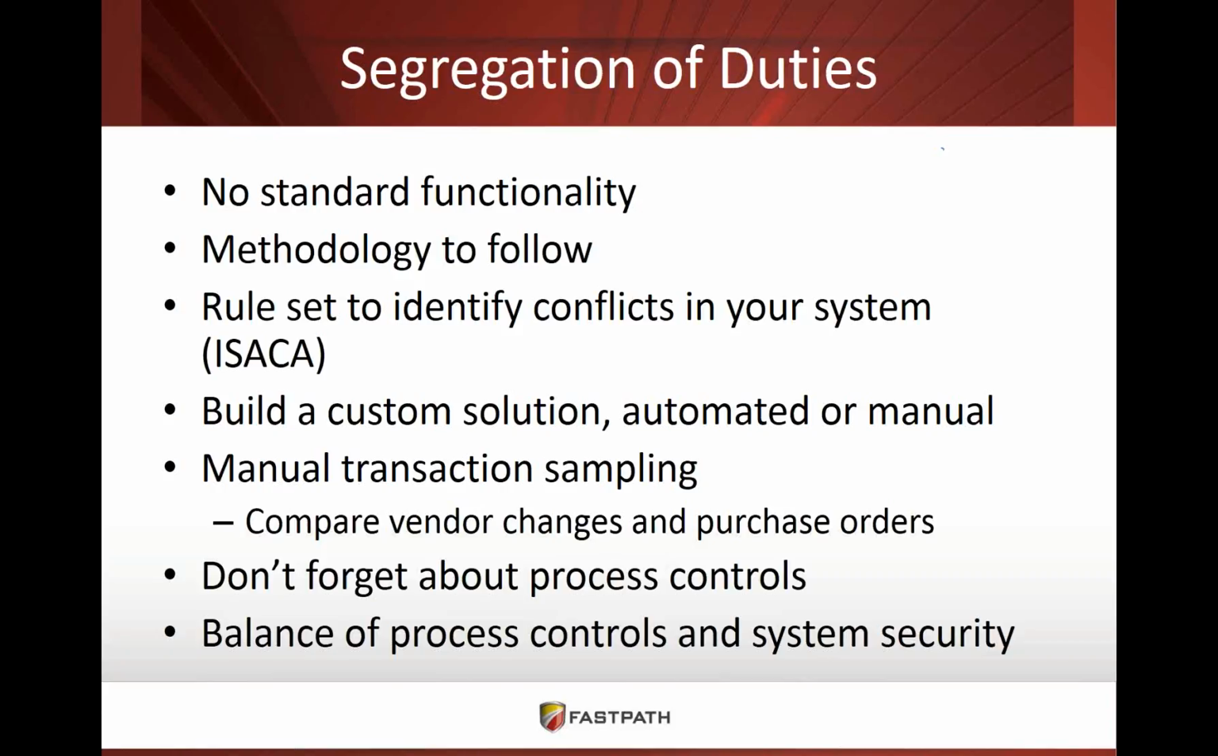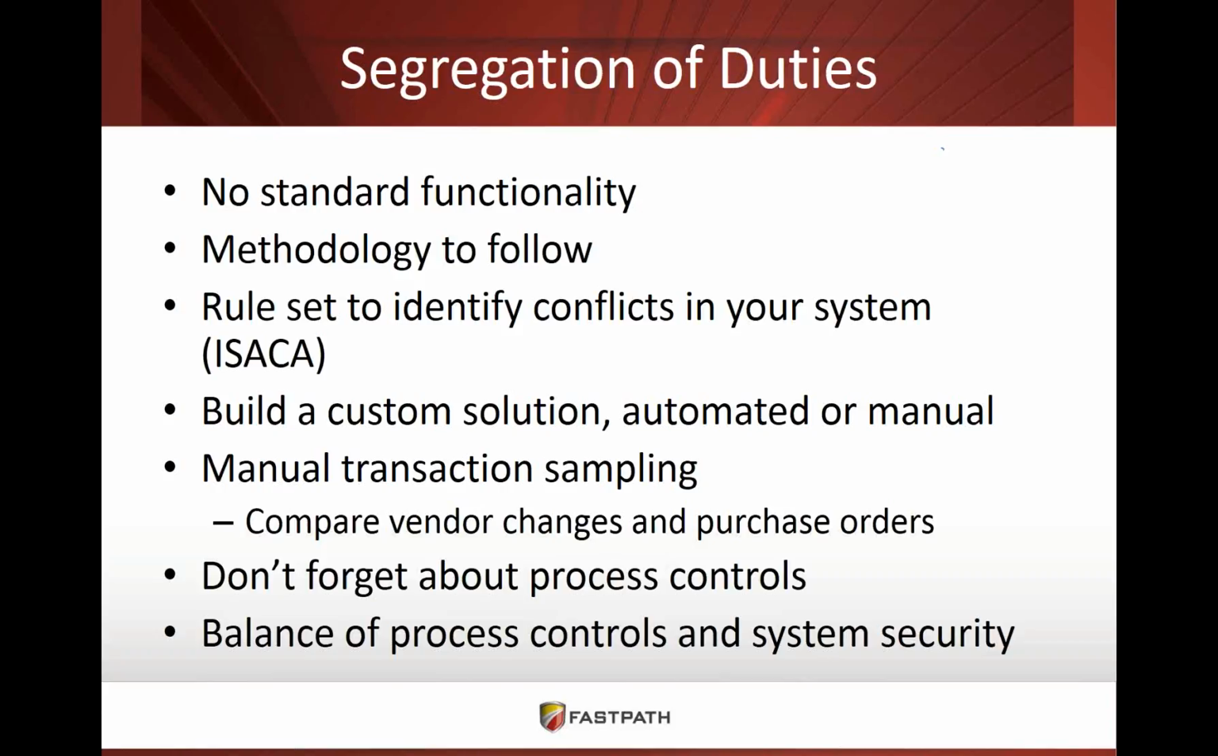So process controls are, okay, I know I have an issue with someone creating vendors and creating purchase orders. But I have a process control where I have to get my purchase order approved before it can post. So I'm having a secondary source overlooking everything that I'm doing around my purchase orders, and that would be a process control. So really, segregation of duties comes down to balancing your process controls and your system security.